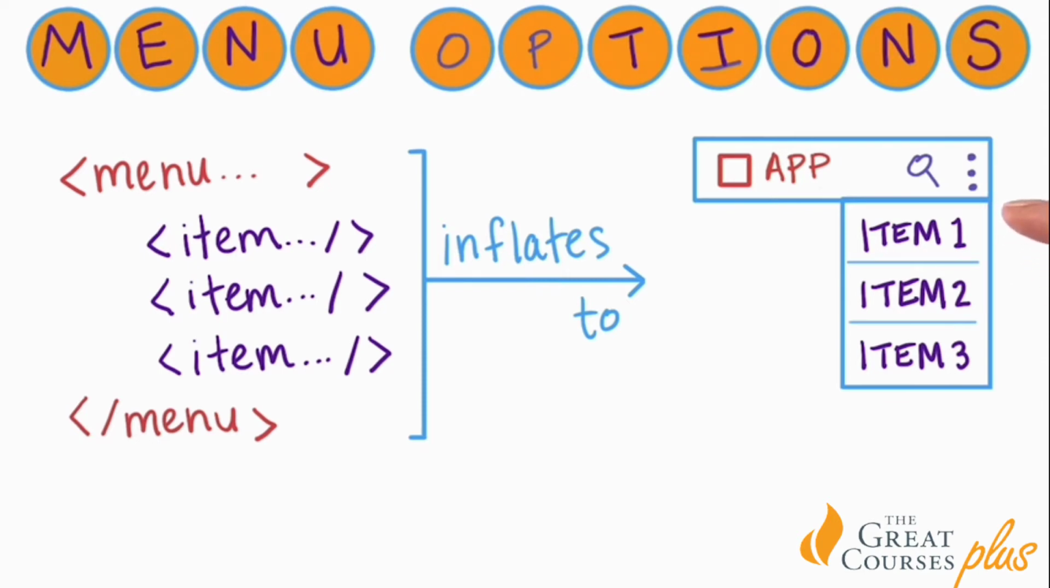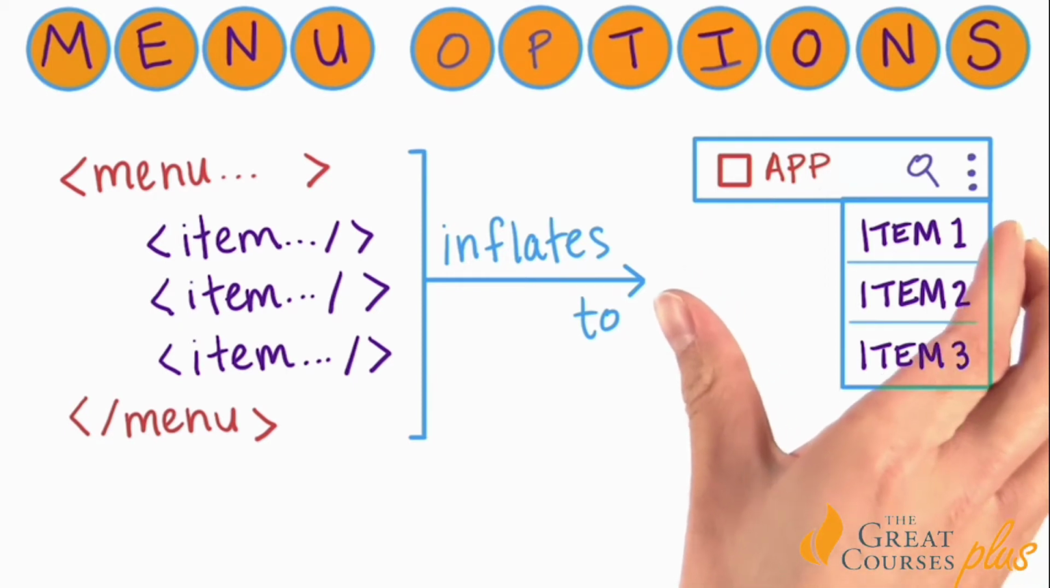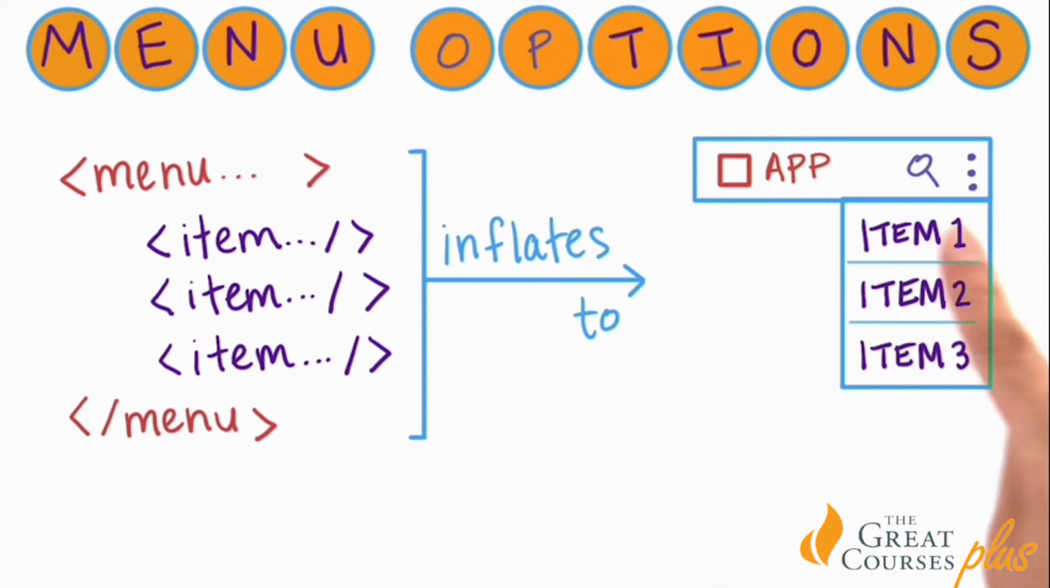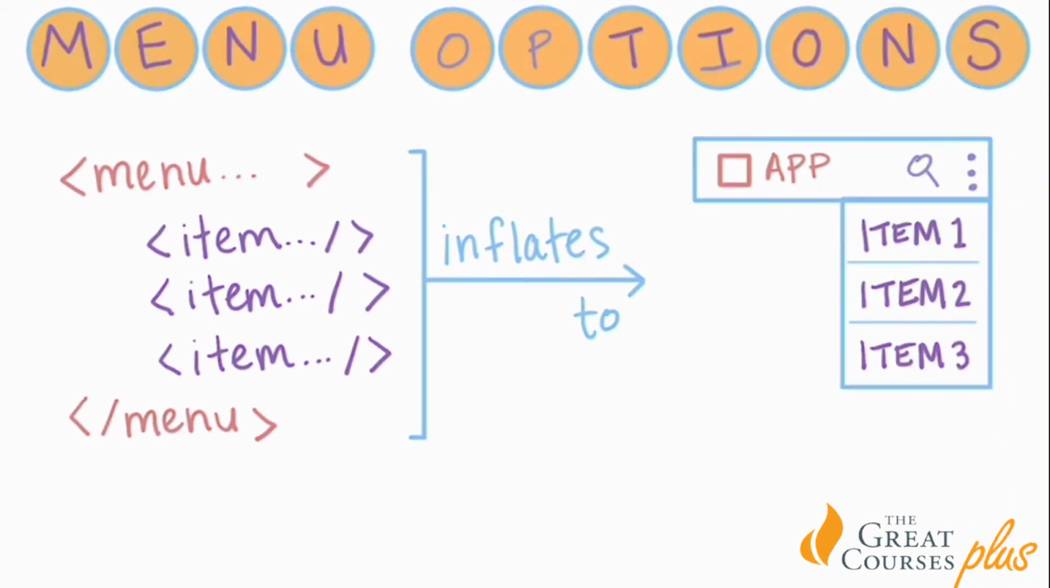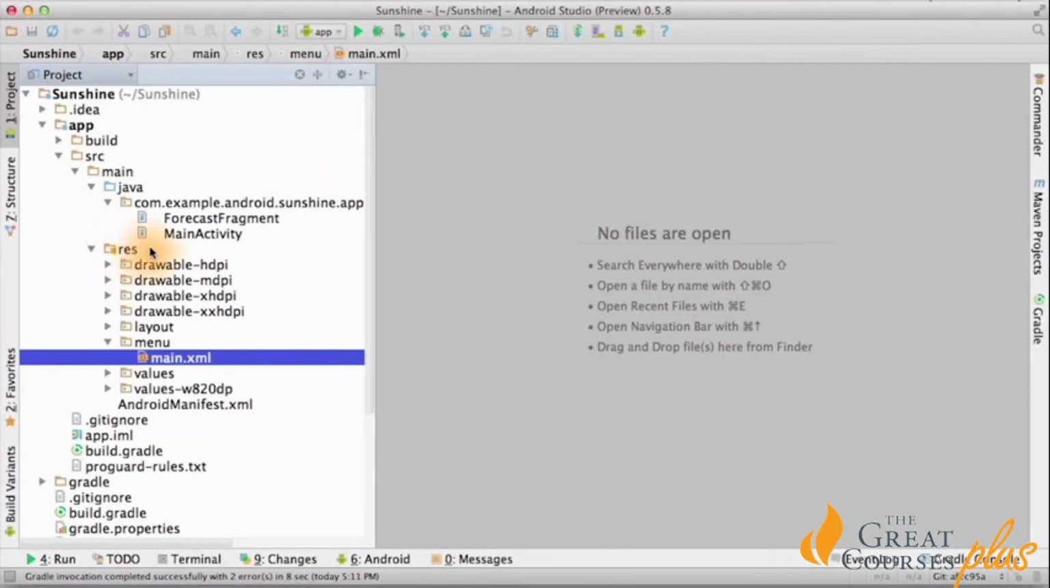These menu items are ordered from most frequently used to least frequently used. And on larger devices that have more screen real estate, you can specify that some of these menu items can actually go into the action bar if there's room. If you go back to our project, in the resources folder, which is called res, there's a menu folder, and inside that, there's the main.xml file.